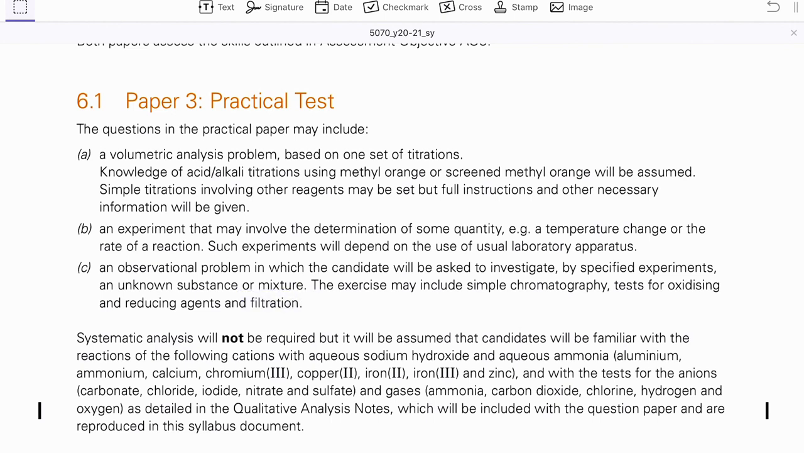The other thing is filtration. So they can ask you to filter something. The fact that you can filter something, the conclusion you can draw is that you must have produced a solid and you have a solution, and you want to separate the solid from the solution. So that's why you do filtration. Why are you doing this? Why are you using this technique? Those are the things that could be asked, all right?